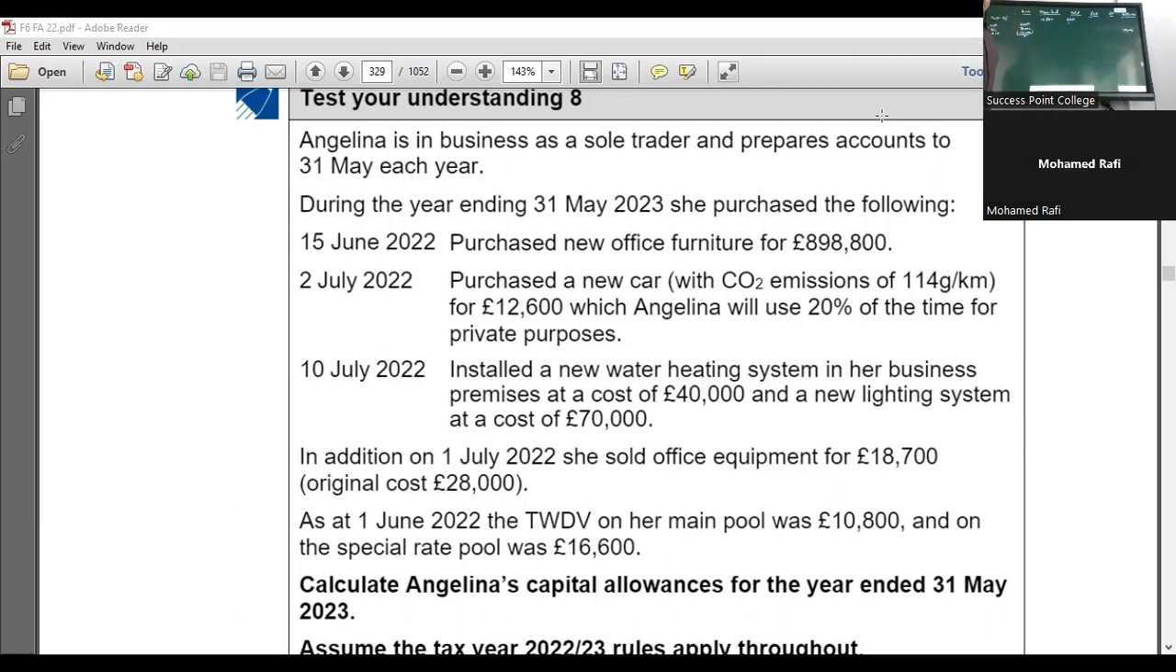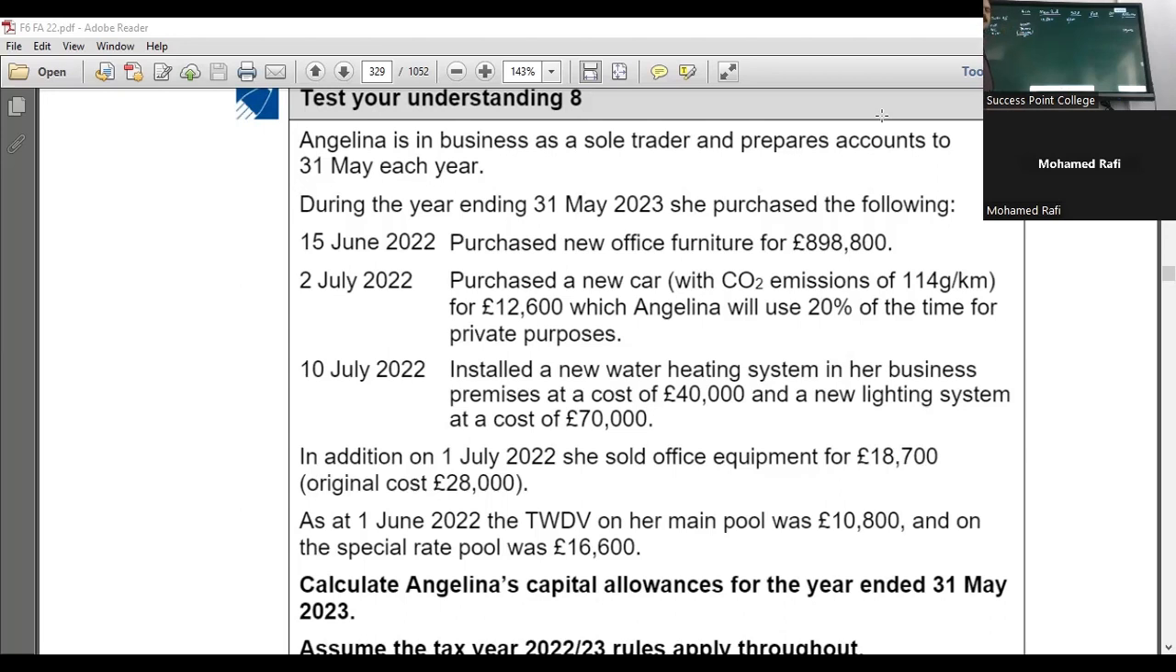Sorry? Light system and water heating system are considered plant and machinery? No, sir. They are not considered under plant and machinery. They are integral features of the building. Special rate. Yeah, lighting system and heating system is attached with the building. So that's why they are called integral features of the buildings. They are special rate pool items, but they will be claimed against AIA. So nothing will be written in the special rate pool.